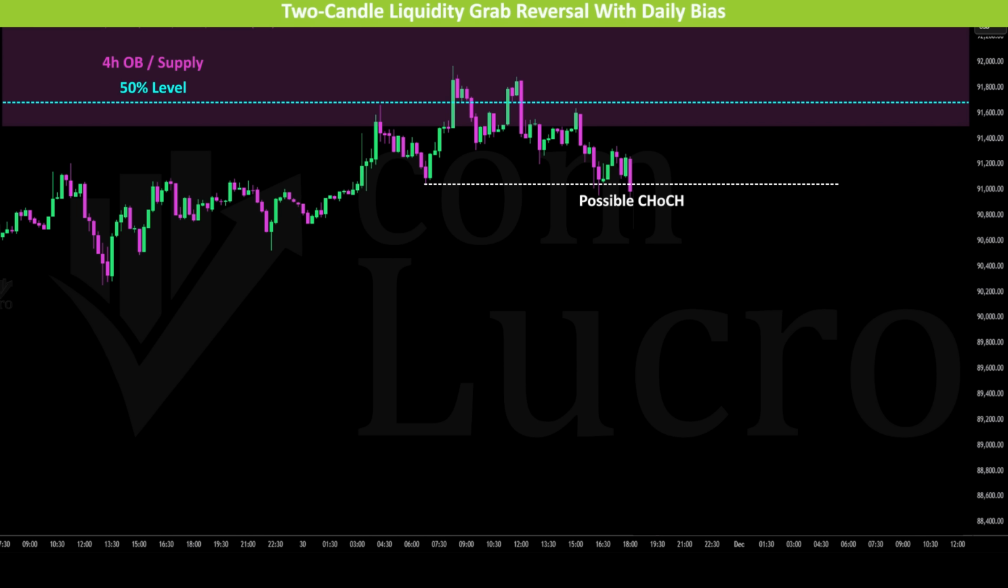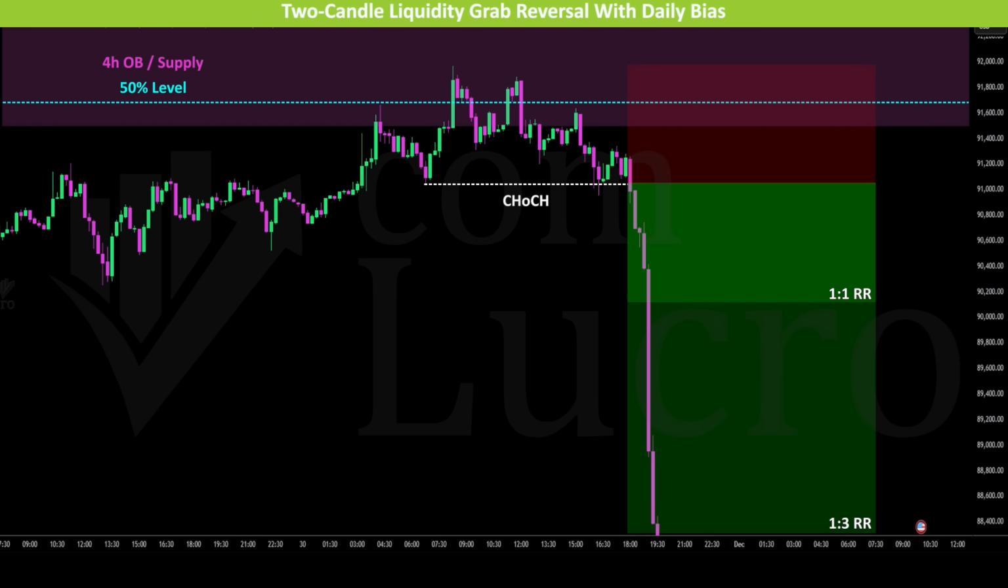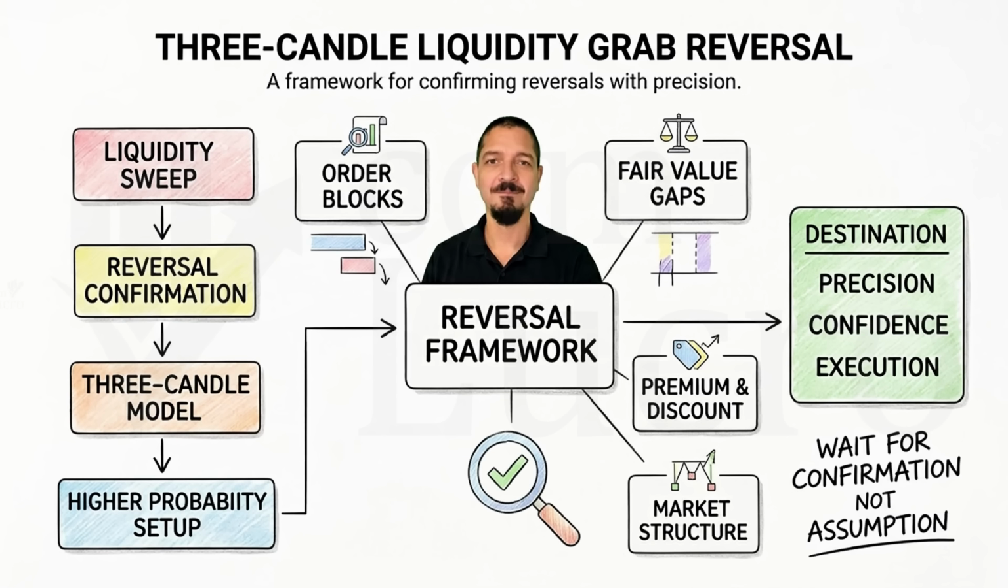In today's video, we're going to explore the 3-candle liquidity grab reversal, an advanced candlestick pattern that can help confirm reversals after a liquidity sweep. You'll learn how to combine this pattern with ICT and smart money concepts, including order blocks, fair value gaps, premium and discount, and higher time frame market structure to identify high-probability trading opportunities with greater precision and confidence.